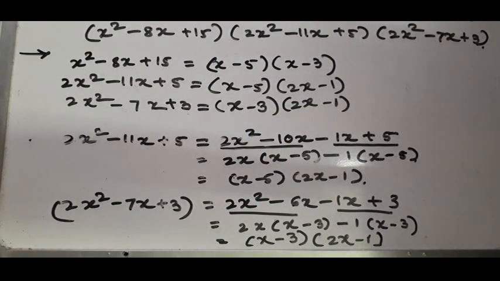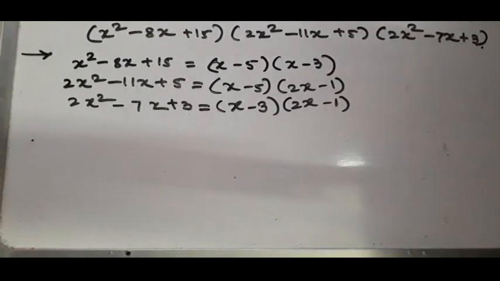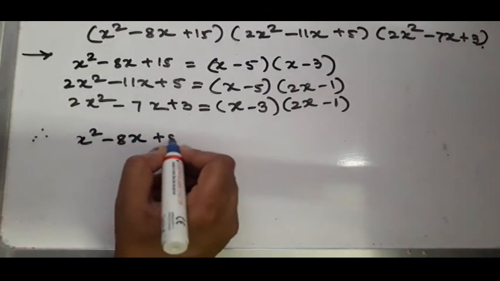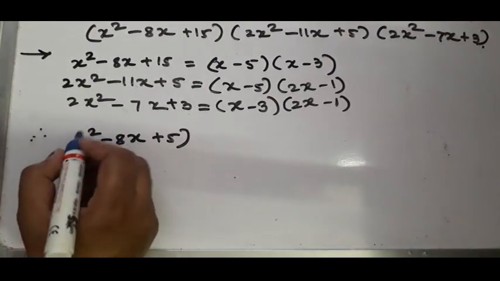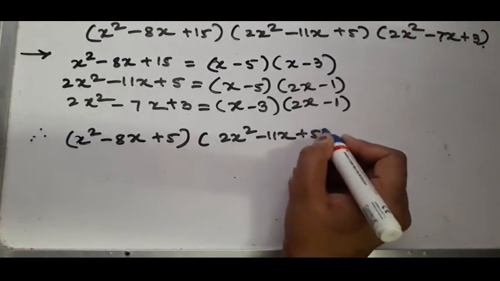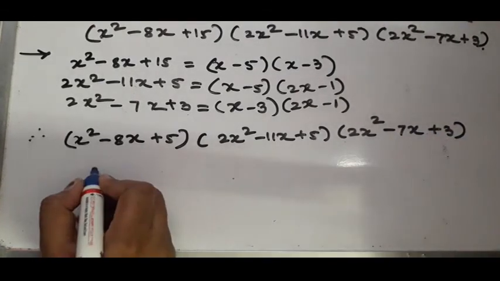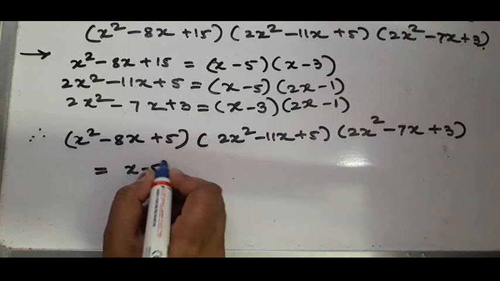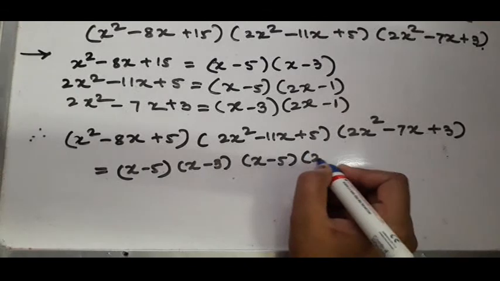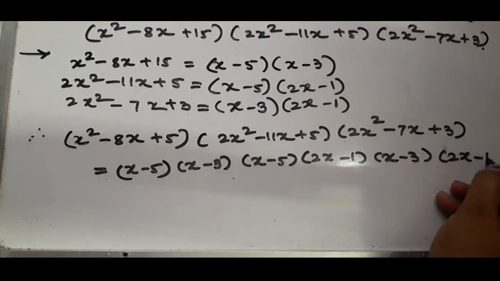Okay, now I want to find the product of these three polynomials, the square root of the product of these three polynomials. Therefore x square minus 8x plus 15 multiplied by 2x square minus 11x plus 5 multiplied by 2x square minus 7x plus 3 equal to x minus 5, x minus 3, x minus 5, 2x minus 1, x minus 3, 2x minus 1.